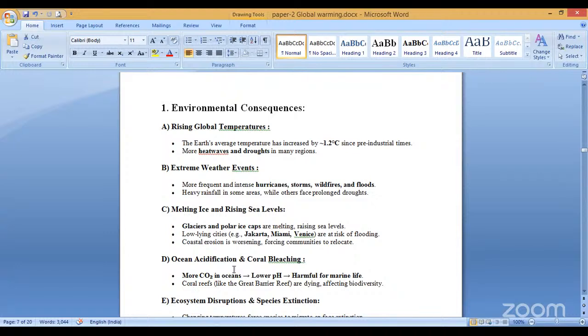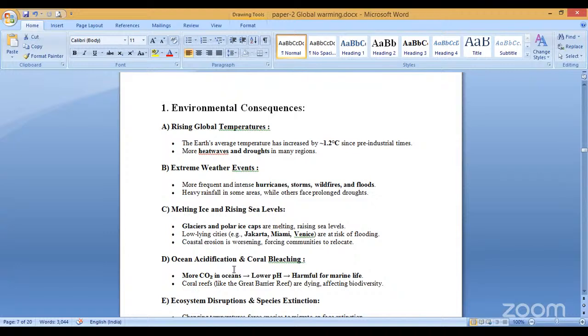The next one is extreme weather events. There are more frequent and abundant hurricanes, storms, wildfires, and floods, with heavy rainfall in some areas, while others face prolonged droughts. The third point is melting ice and rising sea levels. Glaciers and polar ice caps are melting and raising the sea level. Low-lying cities like Jakarta are at risk of flooding. Coastal erosion is worsening and forcing communities to relocate. These are the three points included in the environmental consequences.